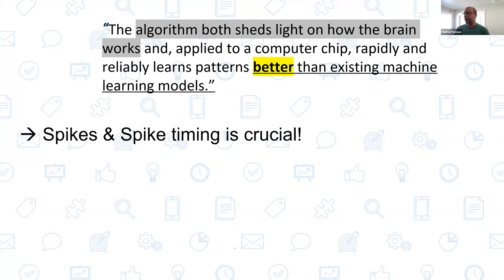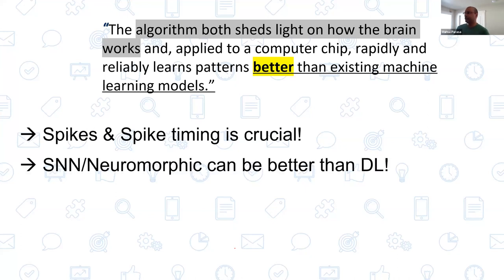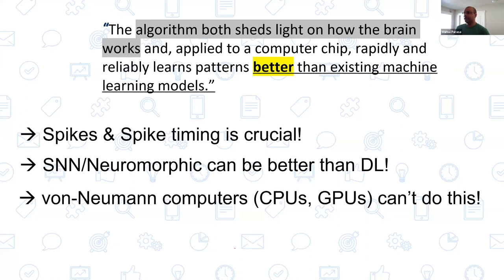The conclusion was that spikes, spike-timing-dependent learning and spike timing coding are very important, and that SNN and the neuromorphic approach are better than deep learning. One-dimensional computers like CPUs and GPUs are not really good at this kind of computation. They're not really designed for that.